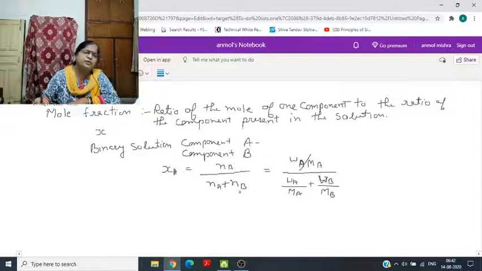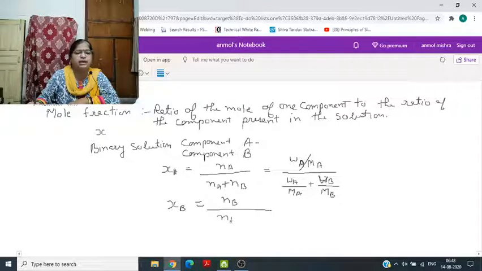Now, if we want to find out XB, then it will be Nb upon Na plus Nb. So it will be reverse: WB by MB upon WA by MA plus WB by MB.